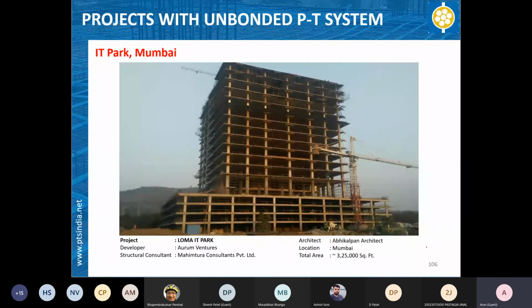This is an IT park in Mumbai. You can see that there is a podium. This is the podium part, of 3-4 floors, and then the tower part. All are flat slab schemes, and it was completed, I think, in 2015-16.